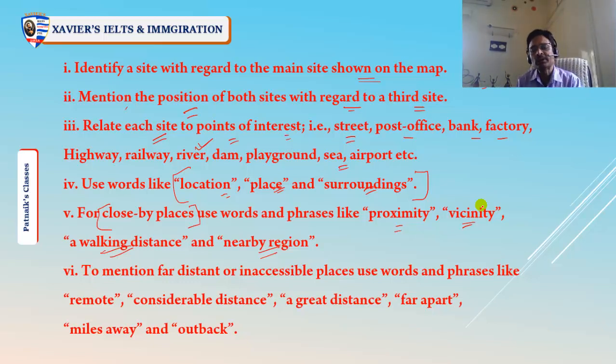A walking distance, it's a walking distance from the bus stand to the railway station, we can mention it that way also, right? To mention far off places, far distance which is not in the vicinity, what kind of phrases or words will we be using? We will be using words like remote, because it's a considerable distance, or a great distance, far apart. They both are far apart, right?